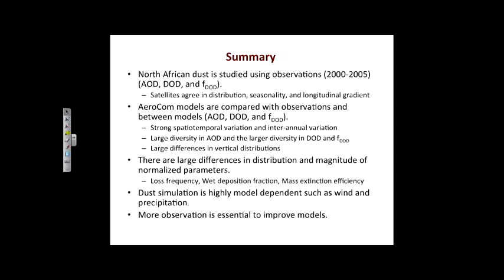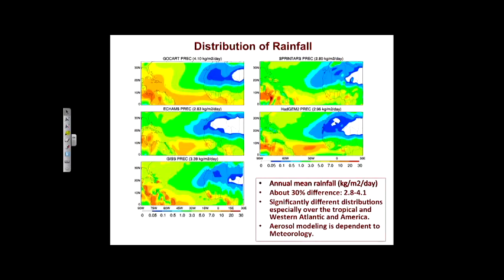We have time for a few questions. Yes. At the end you show the difference in the precipitation, but one of the things that struck me was that the emission is different by a factor of 5. So is the main difference due to the meteorology or due to the parameterization of the emission? Have you looked at that?